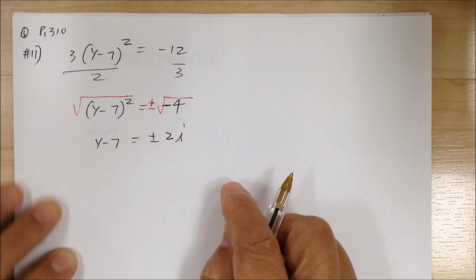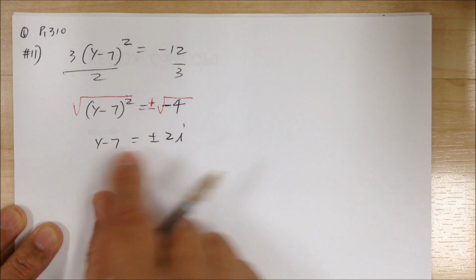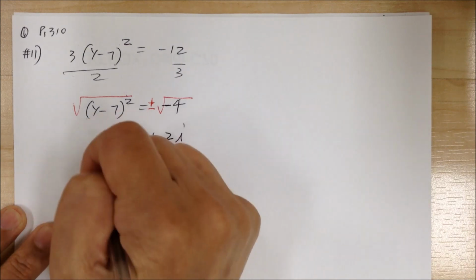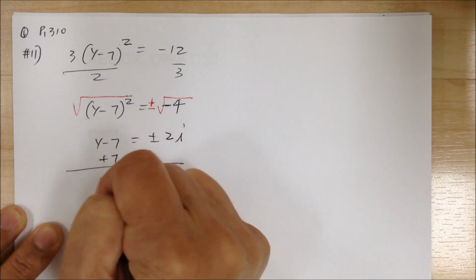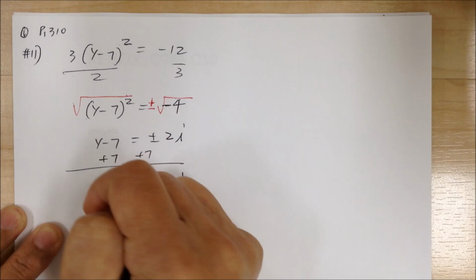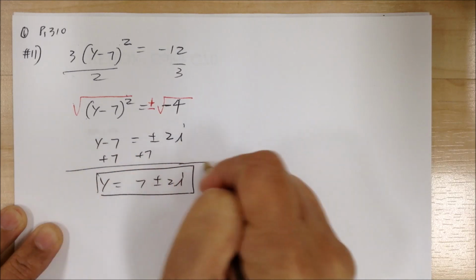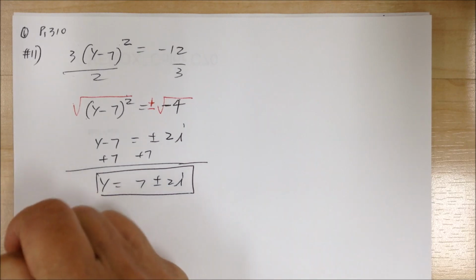Okay, so take that. Then after that, if they are the same kind of number, you have to separate. In this case they are not, so you can just leave it. So plus 7 on each side. So you got y equal to 7 plus or minus 2i, and that's it. So you isolate your perfect square and take the square root.